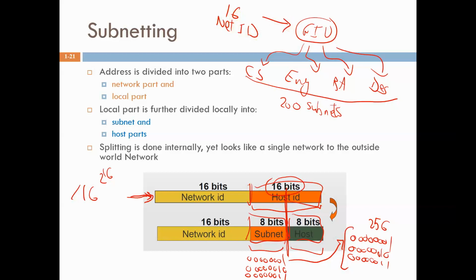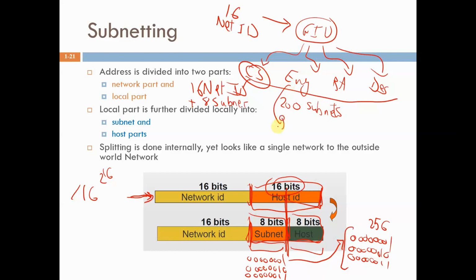Let's say I create 256 internal subnets. So I will take these 16 bits for the host and I will divide them into two parts. One is 8 bits for the subnet and one is 8 bits for the host. That means this subnet, the CS subnet, will have 16 bits that are the same as the network ID and 8 additional bits that will specify the subnet. So every device in the CS network will have the same first 24 bits.